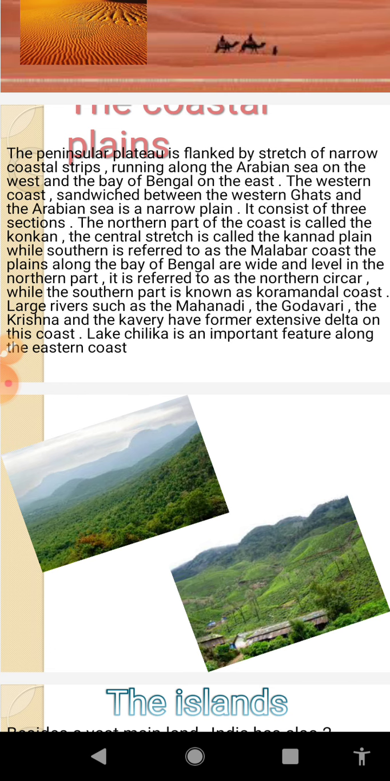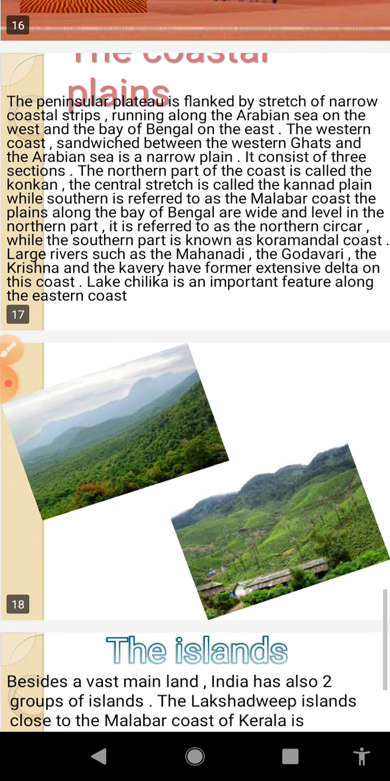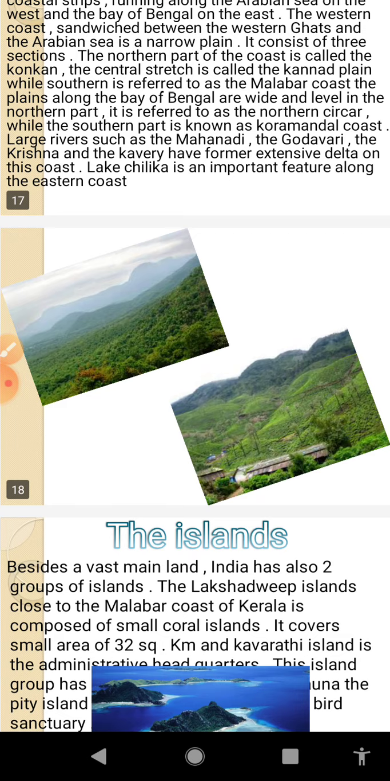as a number of east flowing peninsular rivers like Mahanadi, Godavari, Krishna, and Kaveri have formed deltas before joining the Bay of Bengal. So the Eastern Coastal Plain is much more fertile and much wider than the Western Coastal Plain.